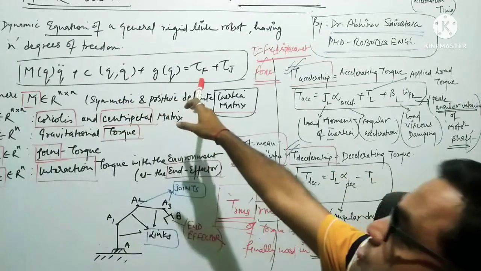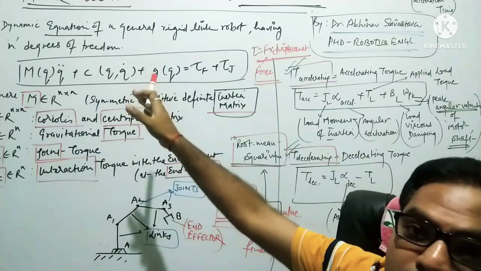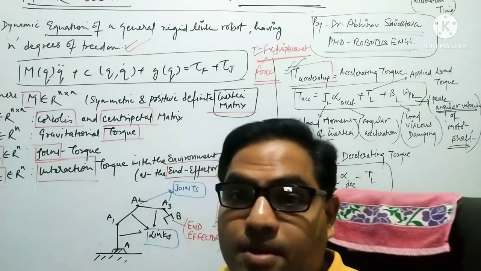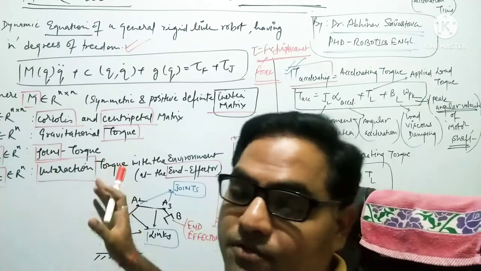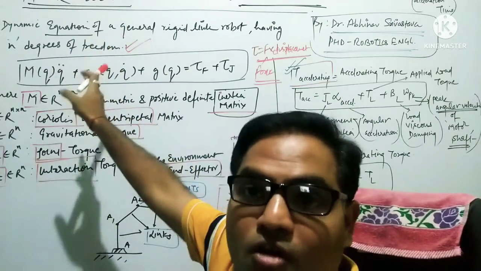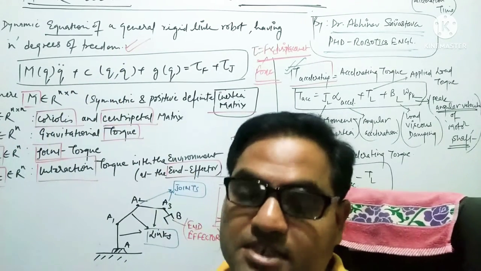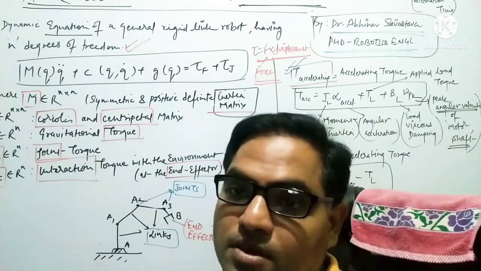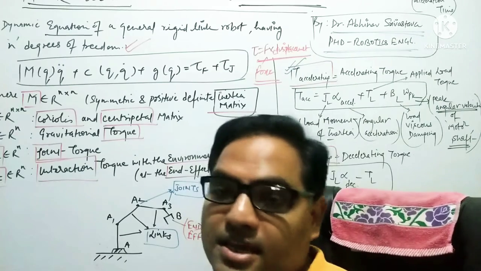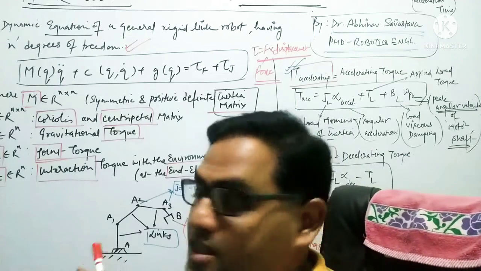Discussing the dynamic equation of a general rigid link manipulator for n degrees of freedom. This is a very important thing I have written: this equation is for n degrees of freedom. The degrees of freedom are a very important consideration in formulating the equations of a robot. The number of independent motions a robot can make in a workspace constitutes its degrees of freedom. If the number of degrees of freedom of a robot increases, obviously the robot is more precise in its calculations. That is the general observation.